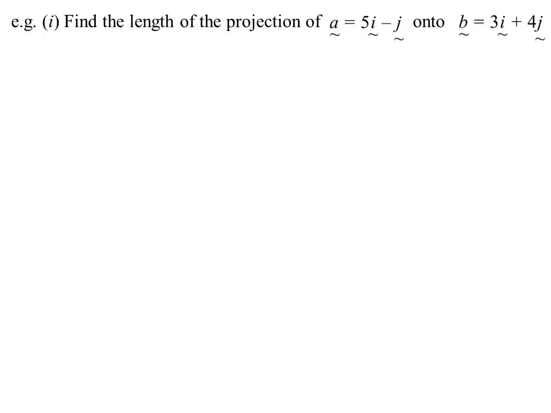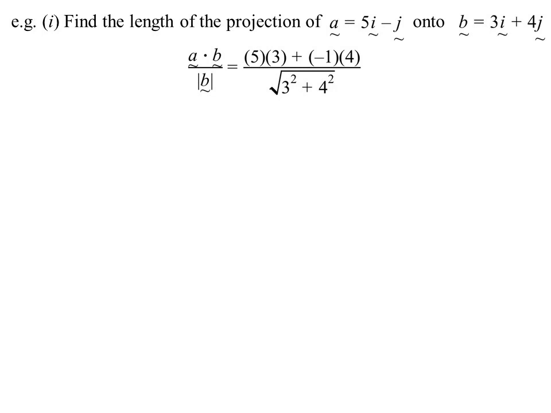Let's try one. But make sure you read the question. This one is not asking for the vector. It's finding the length of the projection. The length of the projection. So that part was just the a dot b on the magnitude of b. So we no longer have the b dot b, because that was once we multiplied it by the unit vector. We're not multiplying it by that at the moment. It's just that magnitude. So let's go back to our formula.